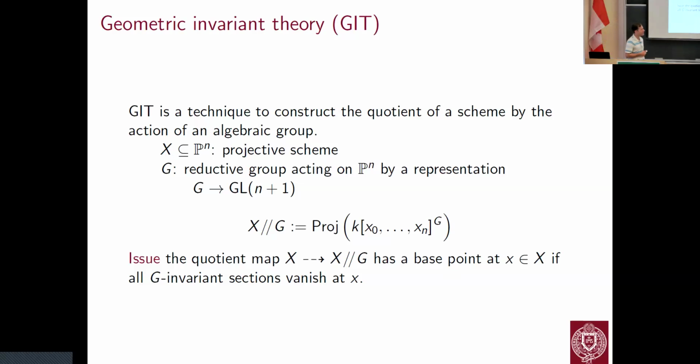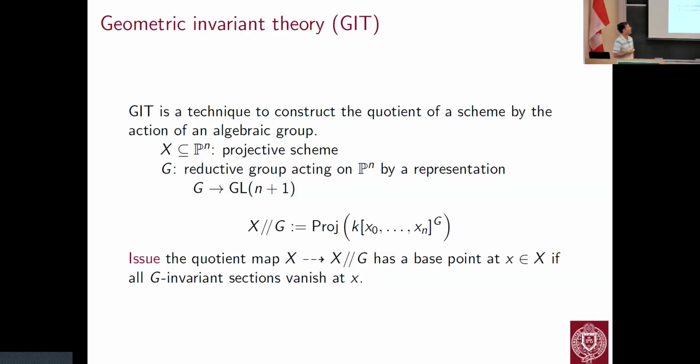Now, there are some issues that come up when you're working with GIT quotients that you don't see when you're working with quotients in other categories in mathematics, like in topology or differential geometry. Here's the first one that I want to mention. In general, you expect that a quotient map in a category that you're working in should be a morphism in that category. And that's not always true in algebraic geometry. It's easy to see what the problem could be. If all of your G invariant polynomials vanish at a point, that point is a base point for this morphism.